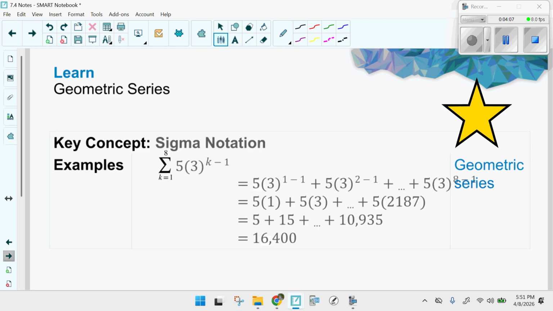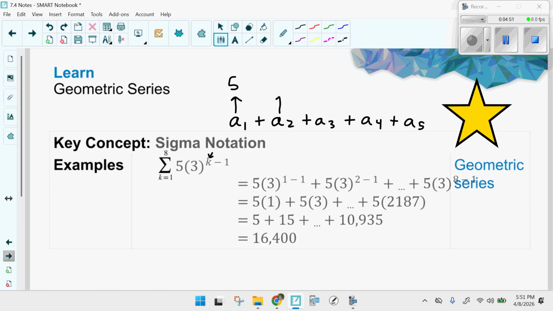So here's an example of a sigma notation. We're going to add the terms from a sub 1 to a sub 8 using the rule 5 times 3 to the k minus 1. To do this, we're going to be adding all of these terms together. To find this very first term, a sub 1, I'm going to put a 1 in for that k. So this would be 5 times 3 to the 1 minus 1. It ends up being 5 times 3 to the 0, which is going to end up being 5, because 3 to the 0 power is 1.